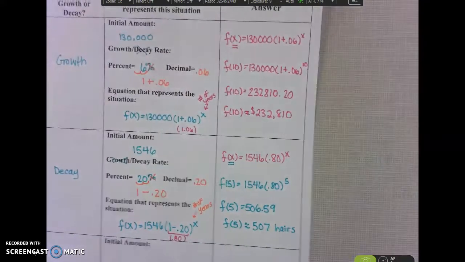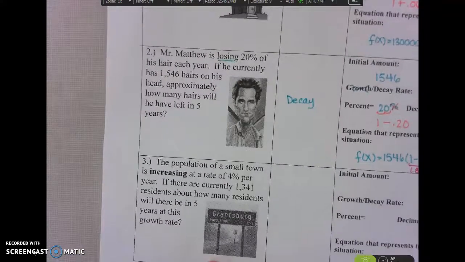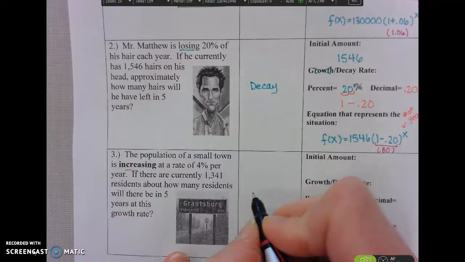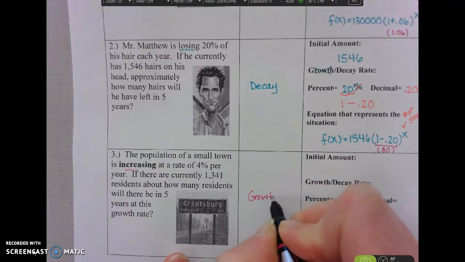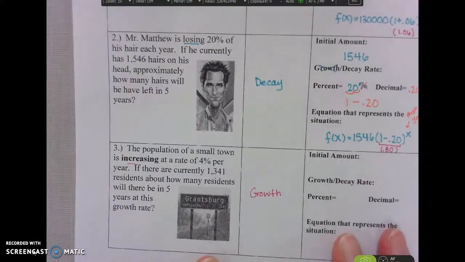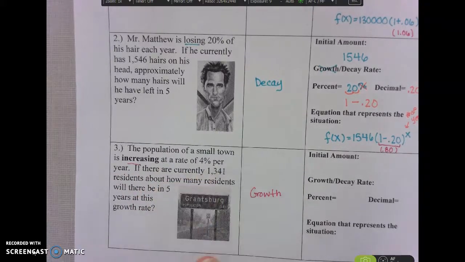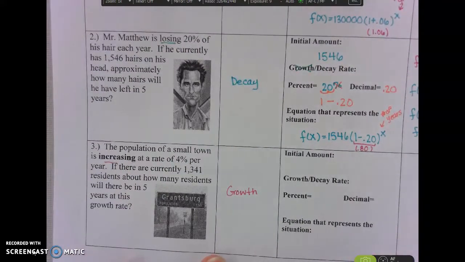All right, last one. The population of a small town is increasing. Well, there's your clue right there that this is going to be a growth problem, at a rate of 4% per year. If there are currently 1,341 residents, about how many residents will there be in 5 years at this growth rate? Wow, even had the word growth in there, so I didn't have to assume it was one or the other.